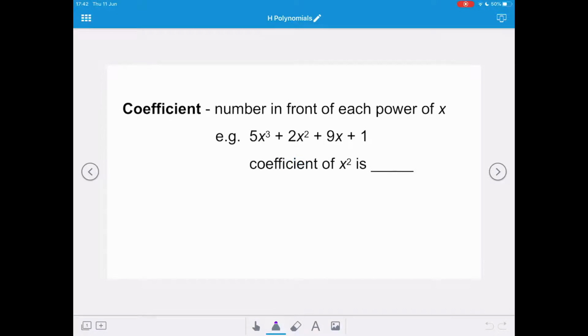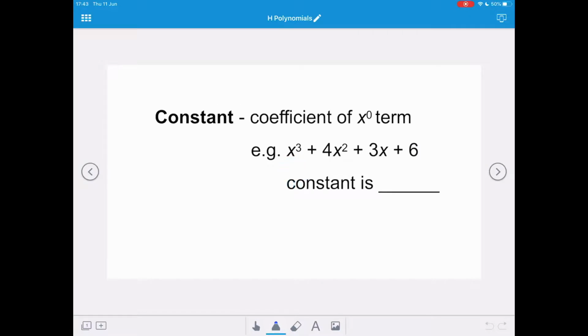The coefficient is the number in front of each power of x. So in 5x cubed plus 2x squared plus 9x plus 1, the coefficient of x squared is plus 2. So you're taking the sign and the digit in front of the x squared term, and so our coefficient is 2. The constant is the coefficient of the x to the power of 0 term, because we know from our rules of indices that anything to the power of 0 is 1. So we can write that x to the power of 0 after the 6, showing us that the constant term for x cubed plus 4x squared plus 3x plus 6 is 6.